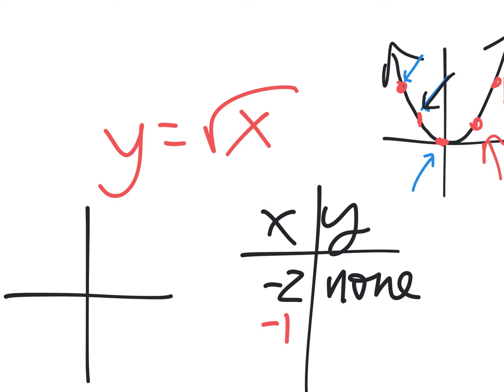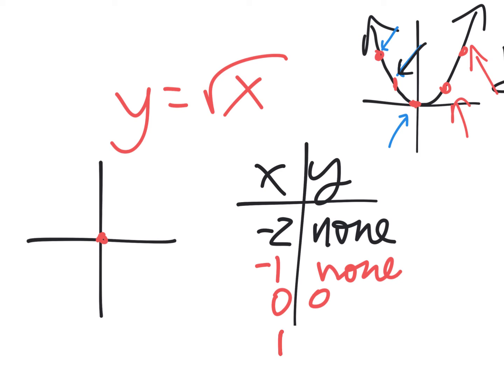How about -1? Also doesn't work. How about 0? That starts to work. Hint. The square root of 0 is a number. What is it? The square root of 0. What times what makes 0? 0. So 0, 0 is our first point. Yay. And then I can put in a 1.